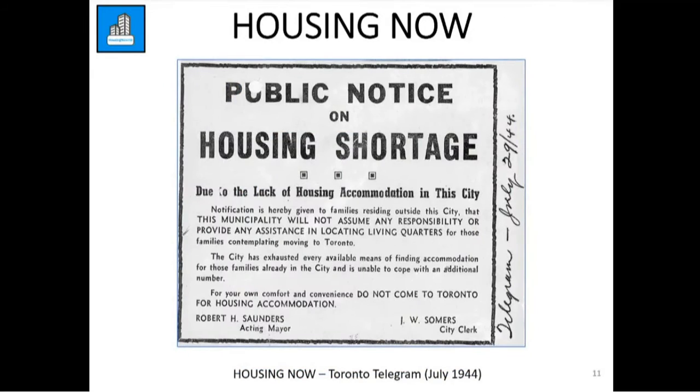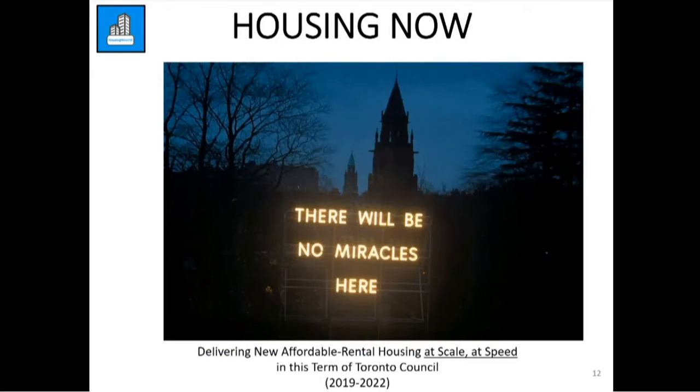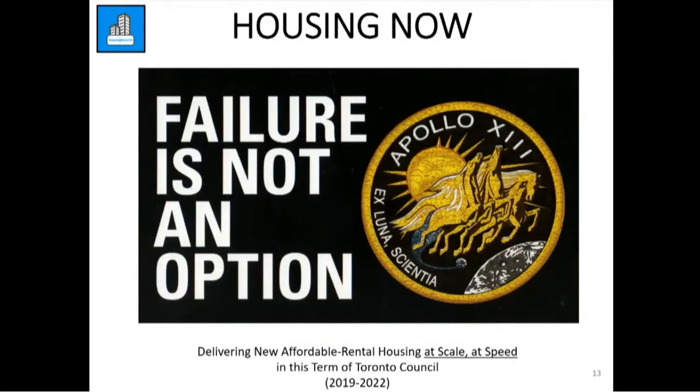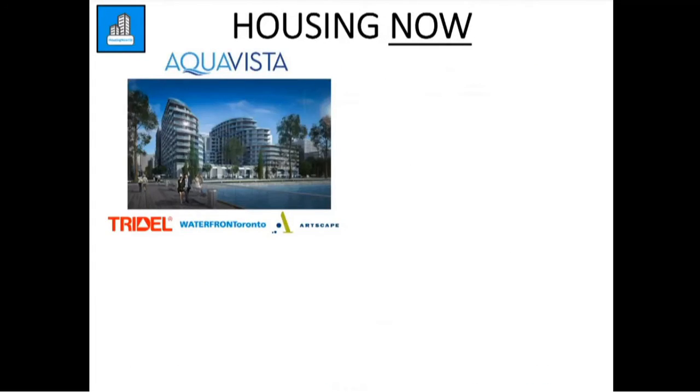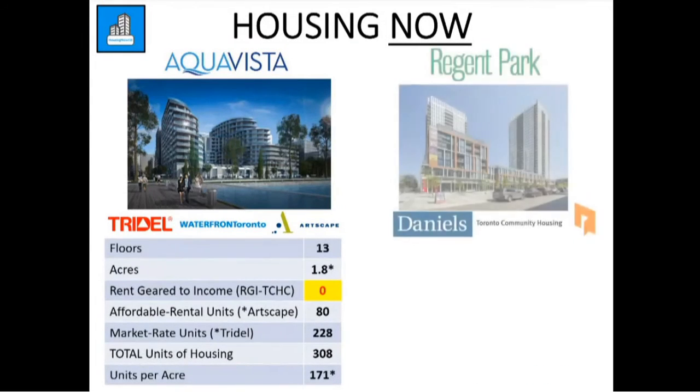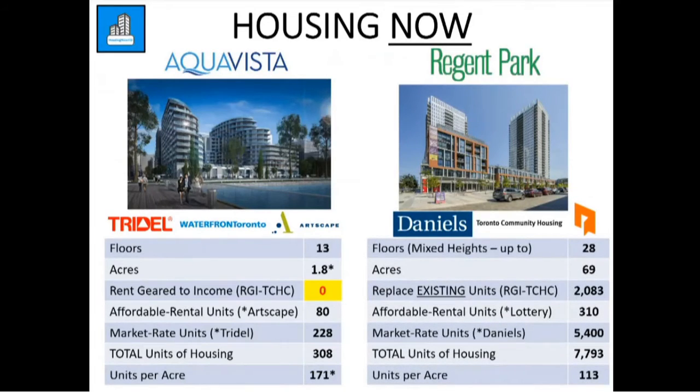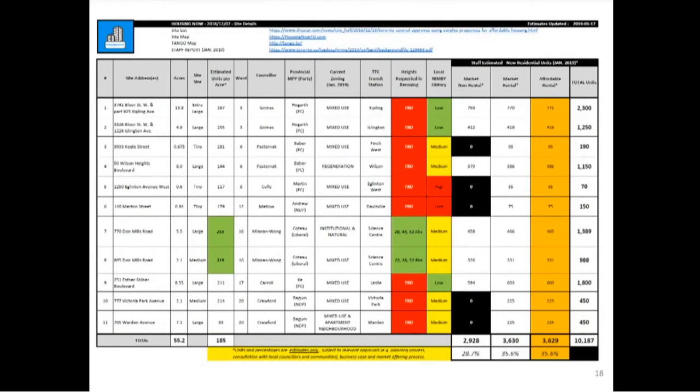Lots of people coming. We've had the public notice in the past. There will be no miracles. Failure is not an option. You don't have a perfect set of tools. You have to make this fit into the hole made for this using nothing but this. There's some information here on Aquavista and Regent Park, what you've actually delivered. We've also got the grid, which is better than any of the charts in your staff report that talk about the actual units you're delivering on these sites, the kinds of densities that are required.